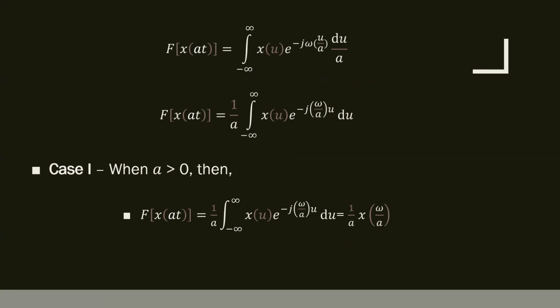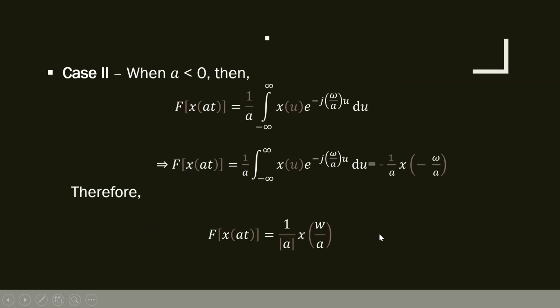Now replace dt and t in the above function, and the function is now with respect to u. F of x of alpha t equals 1 by alpha, integral from minus infinity to infinity of x of u into e to the power of minus j omega by alpha into u du. There are two cases to this. When alpha is greater than 0, then F of x of alpha t equals 1 by alpha into X of omega by alpha. And then there is the other case, when alpha is less than 0. Then F of x of alpha t equals minus 1 by alpha into X of omega by alpha.